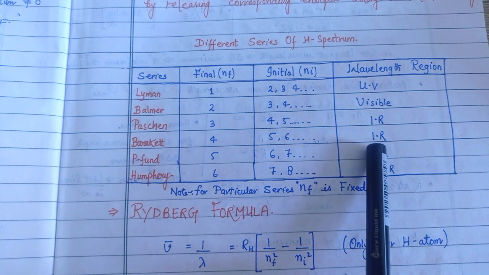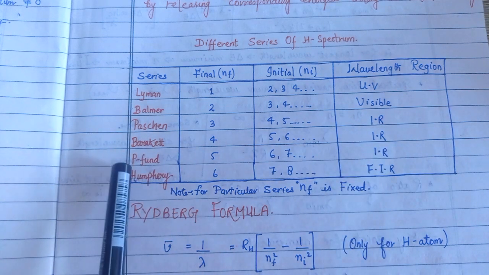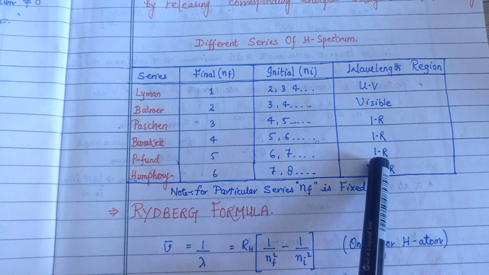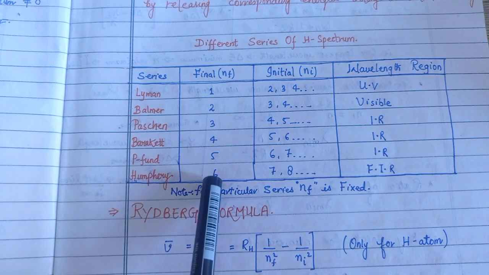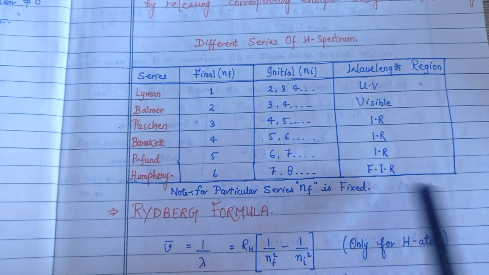Balmer series is in the IR region, the infrared region. Pfund series is also in the infrared region, but the Humphrey series lies in the far infrared region. No, it is the far infrared region, not FIR like police FIR you are thinking. Okay, far infrared region. Now I want to explain this chart.